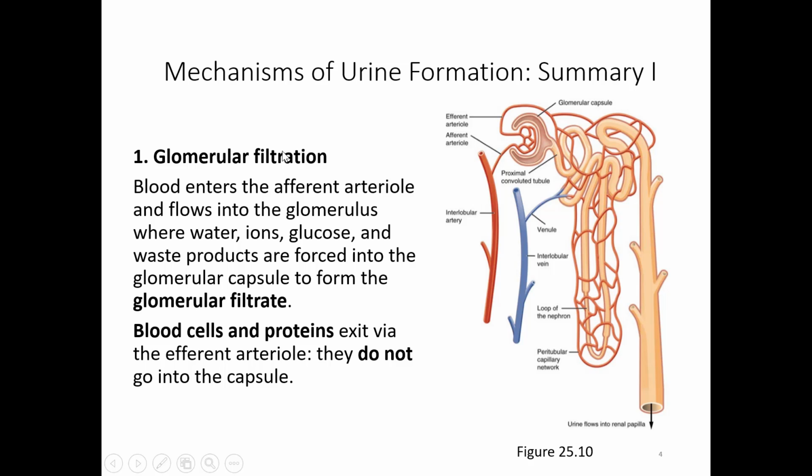The first step, glomerular filtration, is when blood enters through the afferent arteriole into the glomerulus, and because of the pressure in the glomerulus, water, also some ions, glucose, some waste products are forced from the glomerulus into the glomerular capsule. And that fluid that will be right here in the glomerular capsule right now is called glomerular filtrate.